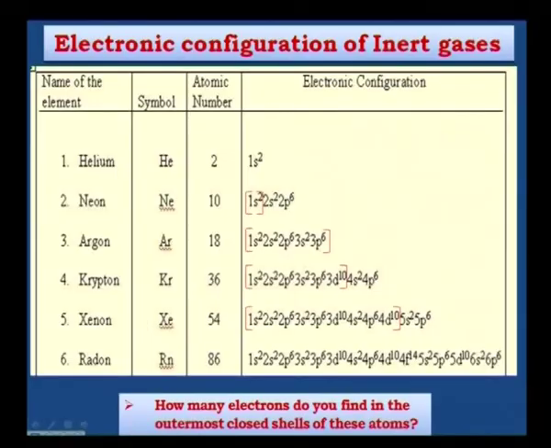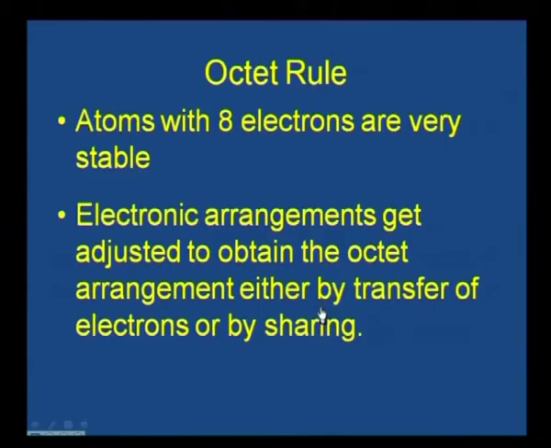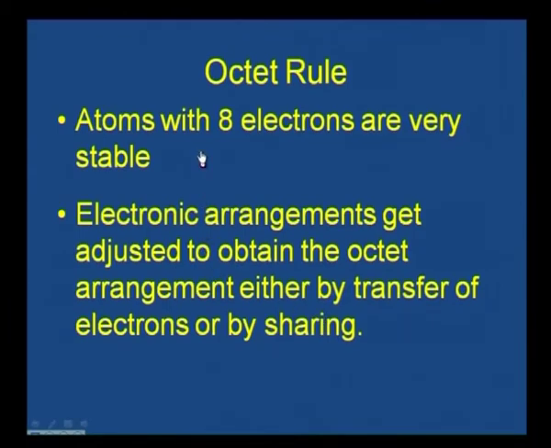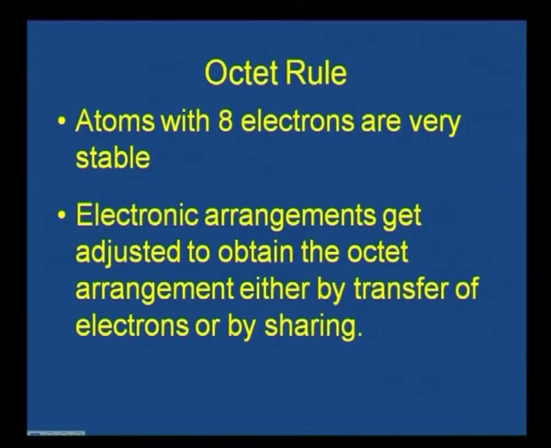I asked the question, how many electrons do you find in the outermost closed shell from this table? So, you come across what is called the octet rule. Atoms with 8 electrons are very stable. Electronic arrangements get adjusted to obtain the octet arrangement, either by transfer of electrons or by sharing. In all bondings, electrons have to adjust themselves in order that the atoms attain the octet structure. The octet rule is important.